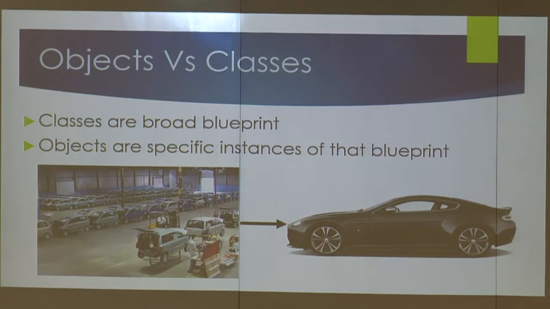So for objects versus classes, because it can get a little bit confusing to think, what's the difference? Think of classes as a broad blueprint, kind of like the car factory on the bottom left, and then objects being specific instances of that blueprint, so the actual car that came from the factory.